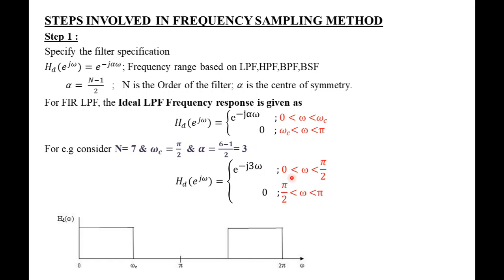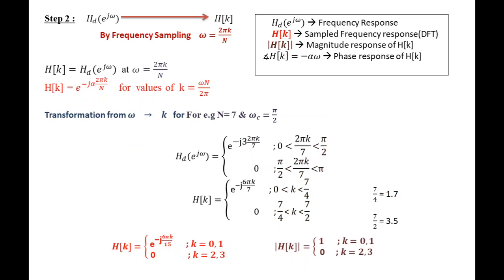The value of omega is from 0 to pi by 2, where pi by 2 is the cutoff frequency. From pi by 2 to pi, the response is 0. So step number 2 is the conversion of this frequency response into H of k by frequency sampling, where omega should be replaced by 2 pi k divided by N. So the sampled version H of k is equal to the frequency response Hd of e power j omega, where omega is replaced by 2 pi k divided by N.